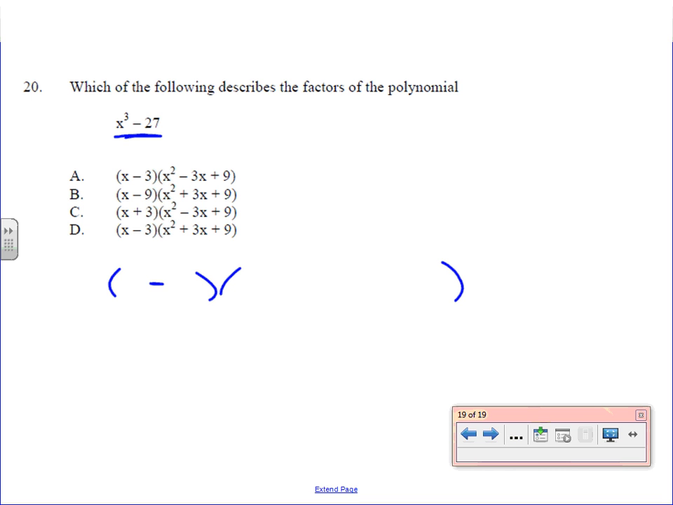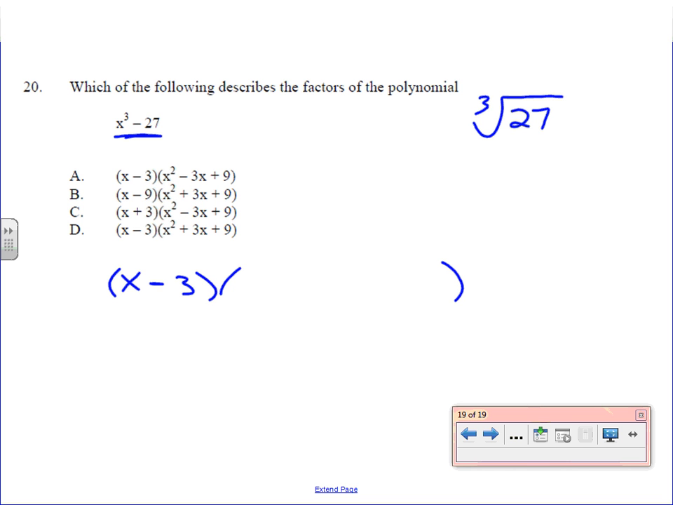The cube root of x to the third is x. The cube root of 27, anybody know what the cube root of 27 is? You also remember where to find the cube root, just in case you need it on the test. Where is it on your calculator? How do you find this button right here? Cube root. Math. Go to math. I think it's number 4, something like that. Put in your 27. And what is the cube root of 27? 3. So the binomial should be x minus 3.